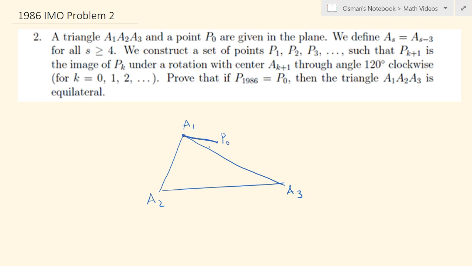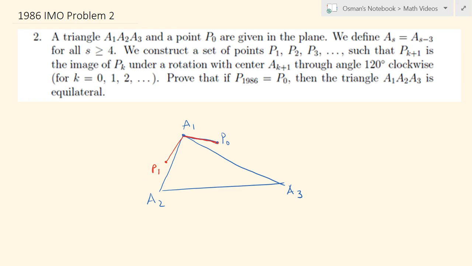So this point, actually, let me pick another color. So this point here, that's the distance. Once we rotate it clockwise, so probably over here, I guess. So that point becomes P1.